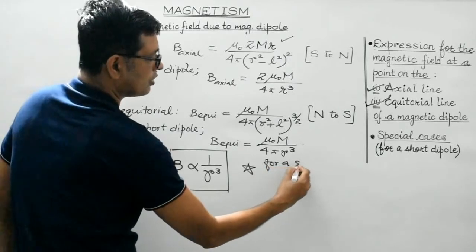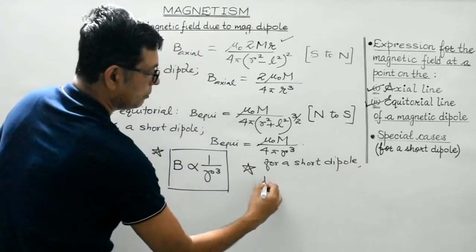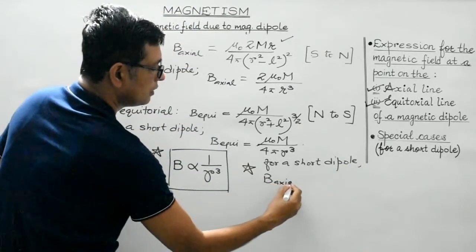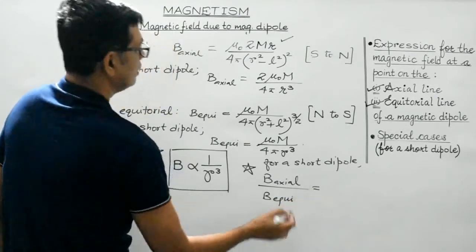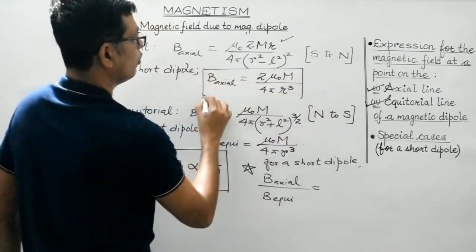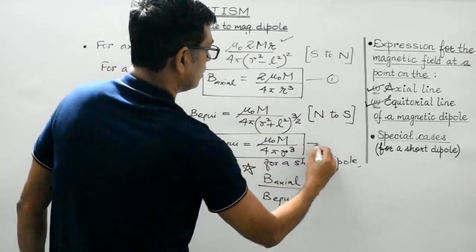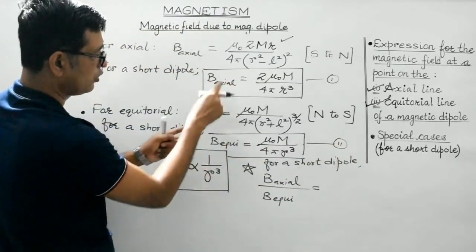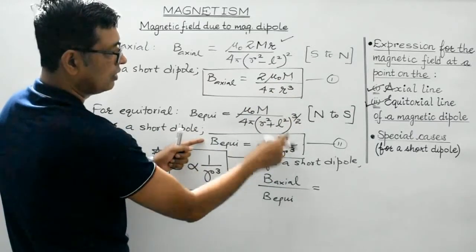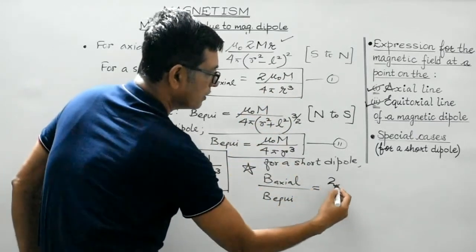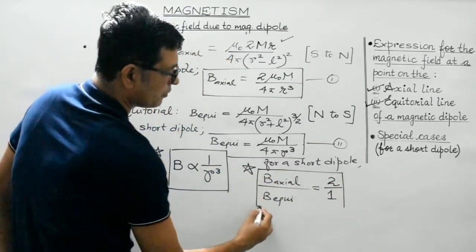One more very important point. For a short dipole, B axial divided by B equatorial. Let us consider this to be 1 and this to be 2. So B axial divided by B equatorial: mu naught M over 4 pi r cube is common. So we will be left with 2 is to 1. So this is also a very important relationship.